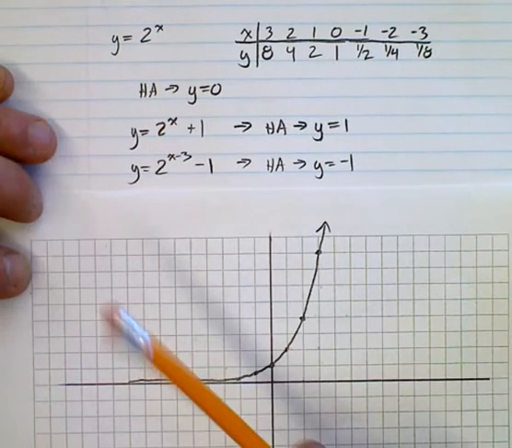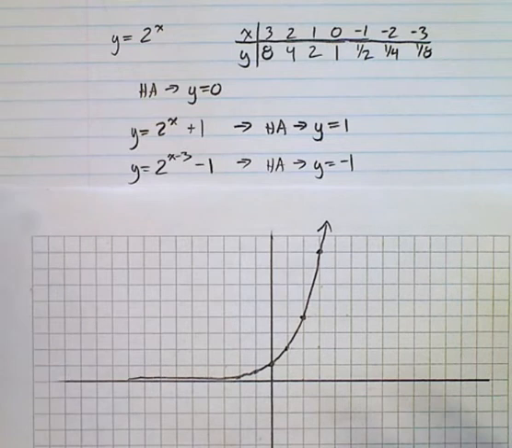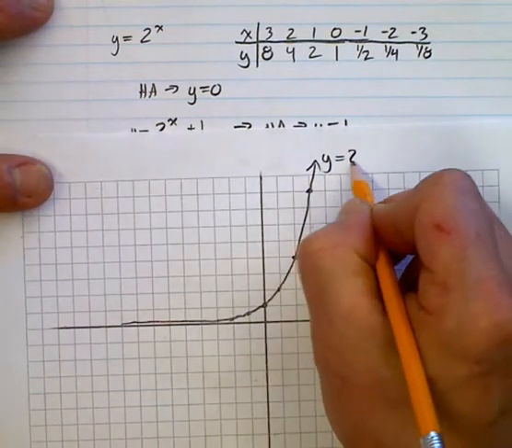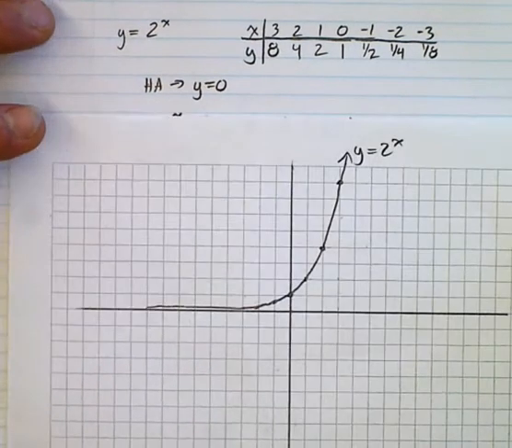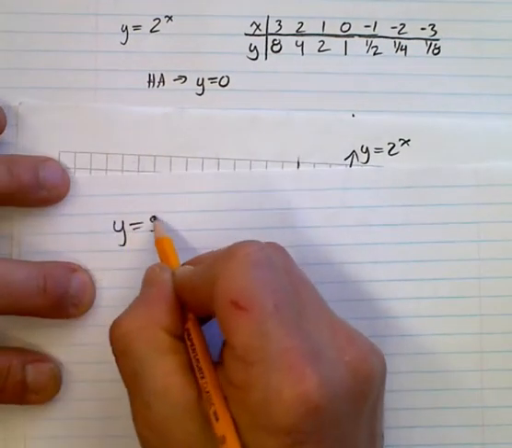Okay, so don't forget that the transformations are exactly the same. What you need to understand, like before, is what the basic function looks like. And this right here is y equals 2 to the power of x. Okay, now let's look at something else. Let's look at y equals 5 to the power of x.